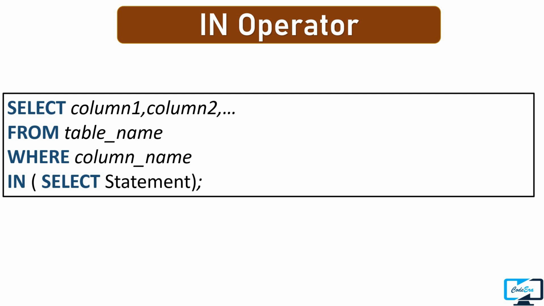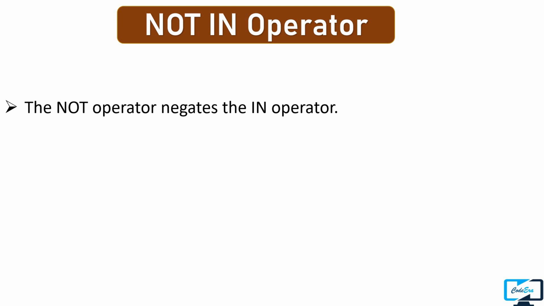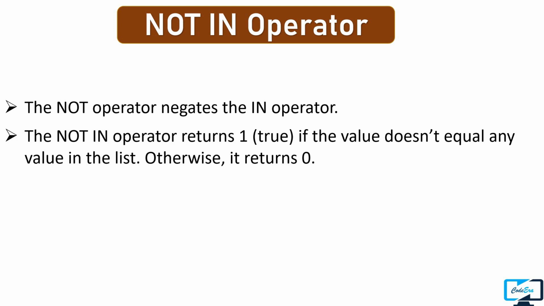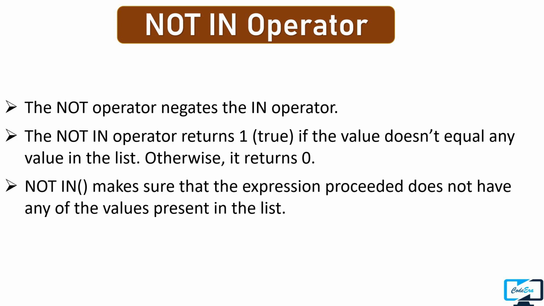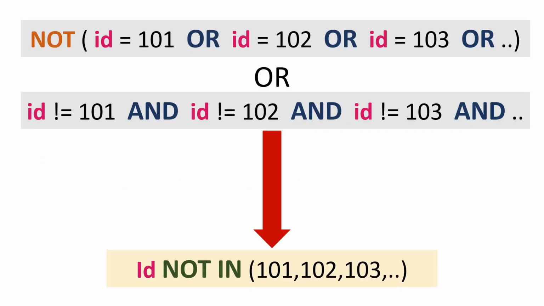Now let's have a discussion on the not in operator. It is similar to the not between operator. The not in operator reverses the result of the in operator. It will return true or 1 if the column value is not equal to any value in the given list. Otherwise it will return false or 0. Basically the not in operator ensures that the preceding expression does not have any of the values present in the given list. So the not in operator is shorthand for these 2 expressions. Instead of writing this lengthy expression, you can use the not in operator.